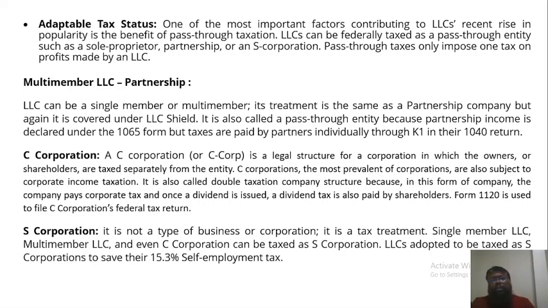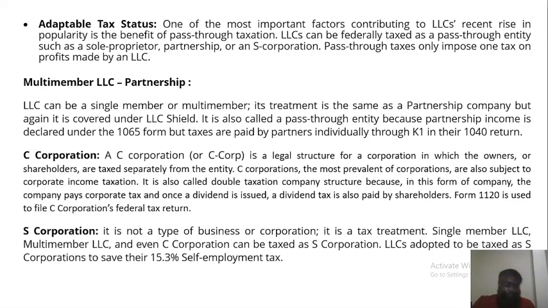Form 1120 is used to file the C corporation return, and it is not a pass-through entity like a multi-member LLC and single member LLC. It is not a pass-through entity. A single 1120 form will be filed, and the profit will go to the reserve, and from the reserve you will pay the dividend to shareholders.